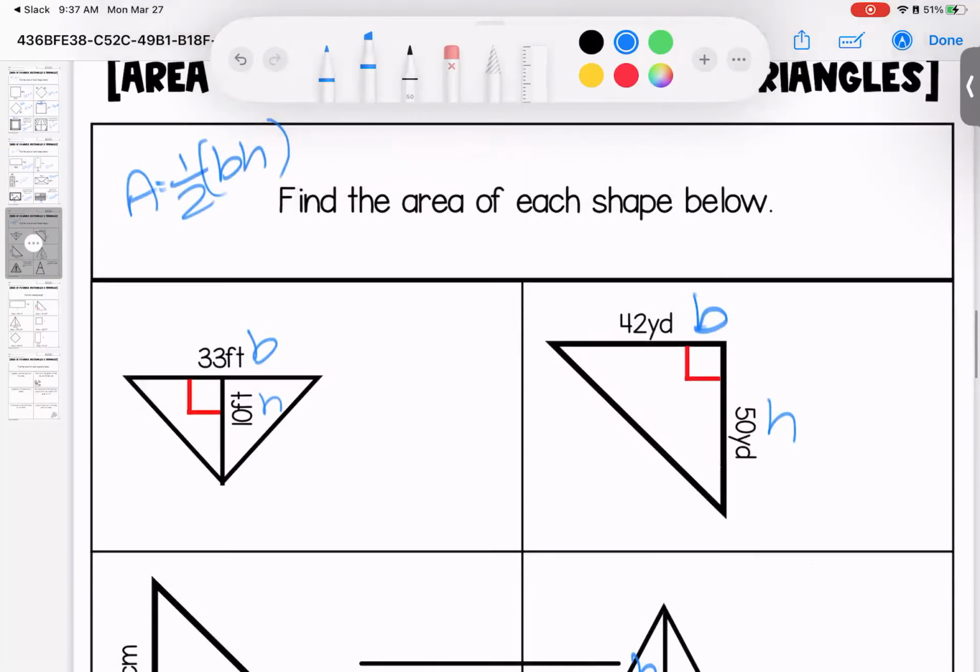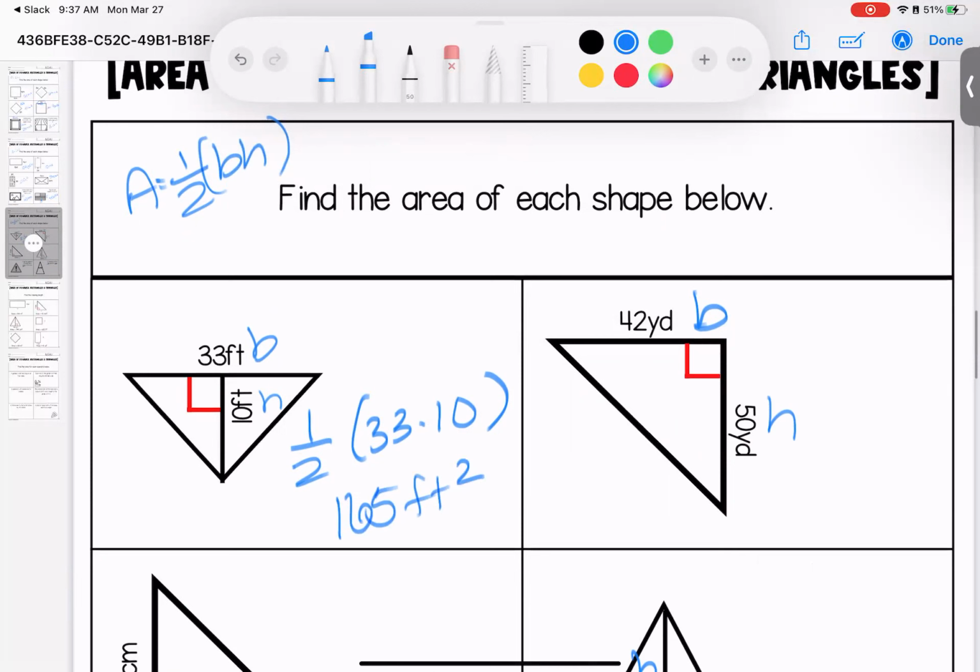So let's plug them into our formula. So I need 1/2 of 33 times 10. When I do 33 times 10, I get 330. I cut that in half. I get 165 feet squared. Next one is 42 times 50. 42 times 50 gives me 2,100, but I have to cut it in half. Remember, cutting it in half is the same as dividing by 2.